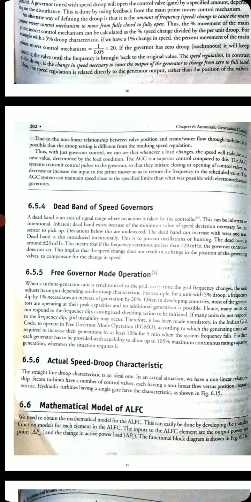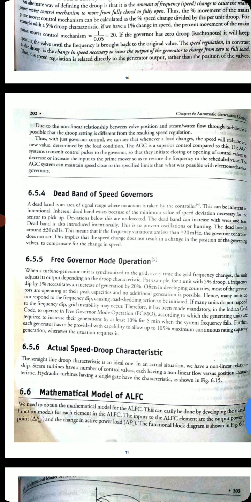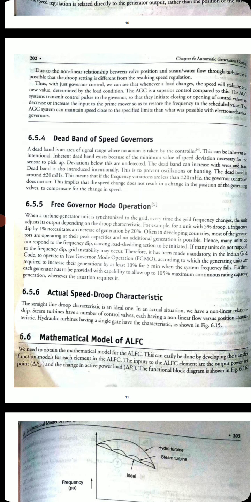Therefore, it has been made mandatory in the Indian grid code to operate in free governor mode operation, that is FGMO, according to which generating units are required to increase their generation by 10% for 5 minutes when the system frequency falls. Further, each generator has to be provided with the capability to go up to 105% of the maximum continuous rating capacity whenever the situation requires it. So this is the free governor mode operation.